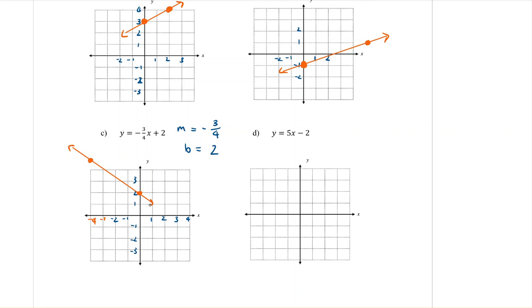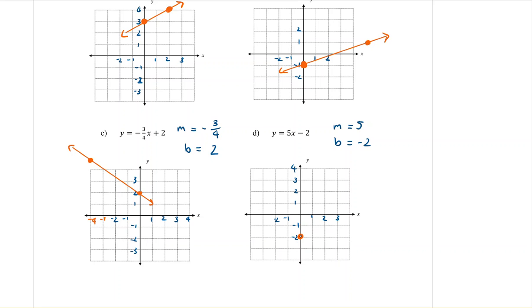Okay. Part D, what is the gradient? Yep, what's the y-intercept? Very good. Now, I start with my y-intercept, and my y-intercept is -2. I put a dot.